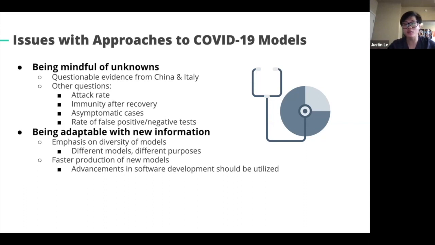And just in general, with more model production or faster model production and a more diverse group of models that we base information off of, we would have been able to be guided better.